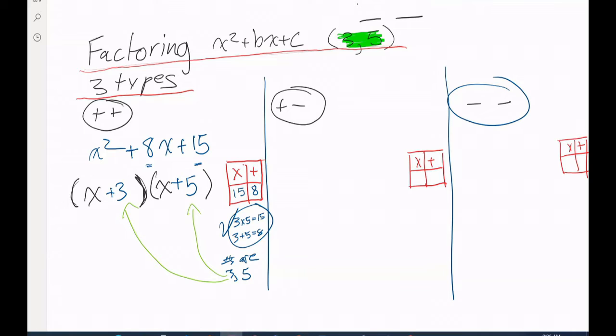All right. Now, imagine I have a problem that looks like this for the plus minus type problem. So let's say I have x squared plus 2x and then minus 15. So what I'm looking for is two numbers that multiply to minus 15, but then it must add to the middle number, 2. So what I'm going to do is I first of all start by checking.